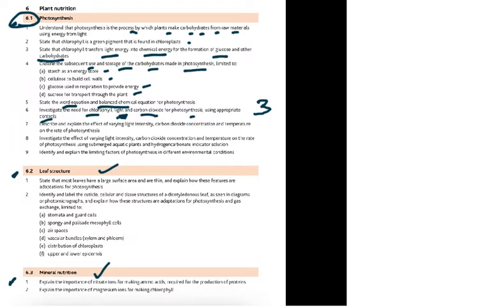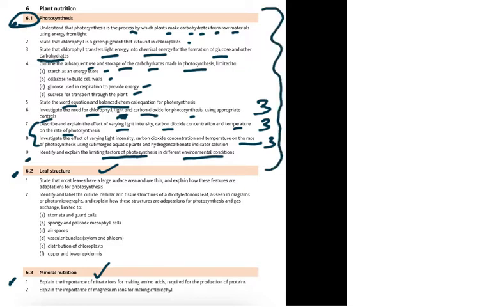Then describe and explain the effects of varying light intensity, carbon dioxide concentration, and temperature on the rate of photosynthesis. So describe and explain. This is another 3 practicals. Then investigate the effect of varying light intensity, carbon dioxide concentration, and temperature on the rate of photosynthesis. These 2 are linked. Actually, it's this one which has 3 practicals, and the other one is just to describe and explain all that phenomena. Then identify and explain the limiting factors of photosynthesis in different environmental conditions. So we're going to first discuss these in this video, inshallah.